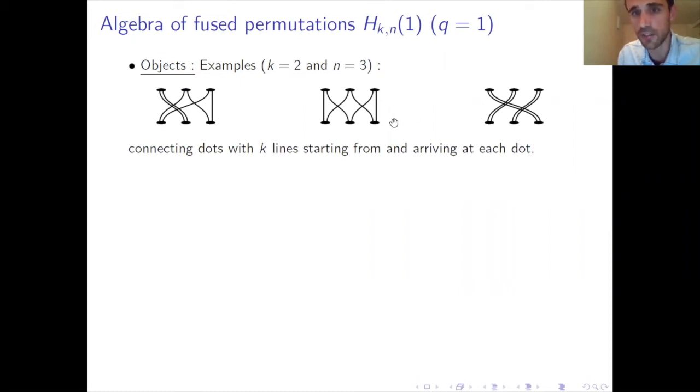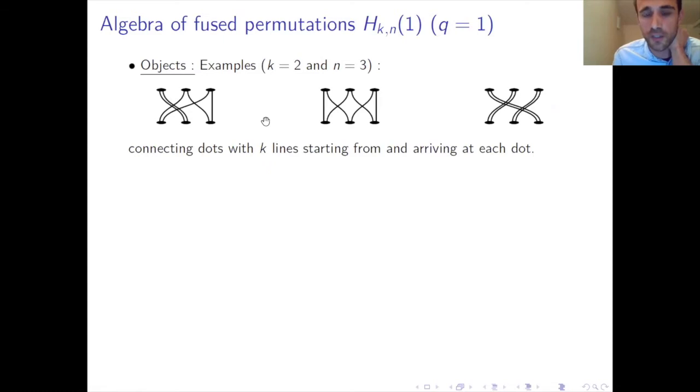These are very nice combinatorial objects. There is a finite number of them. You can try to count them. It's not so easy to find the explicit formula, but well, it's purely a combinatorial notion. If K is 1, obviously it's just permutations. But the problem is how to multiply these objects.